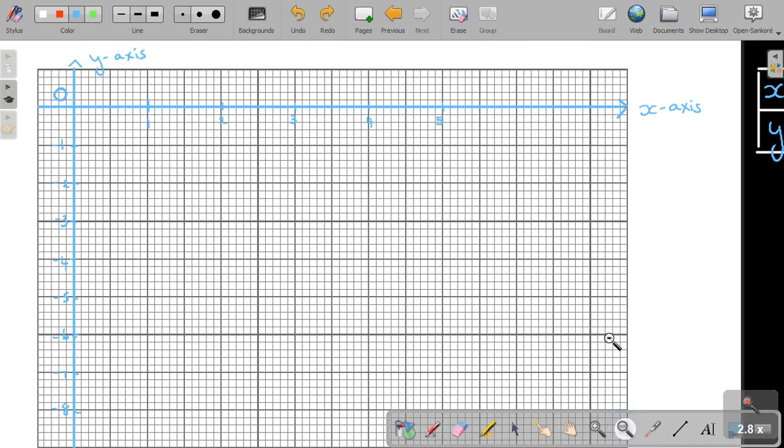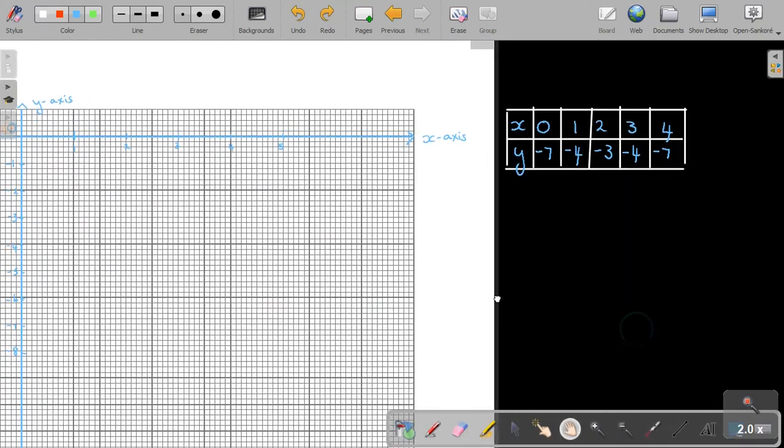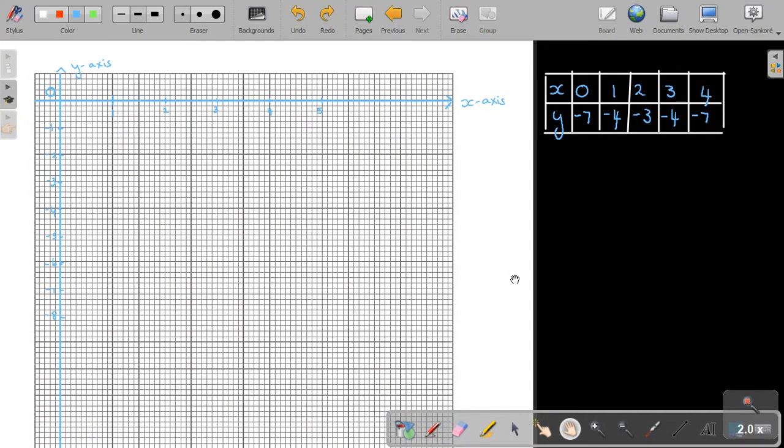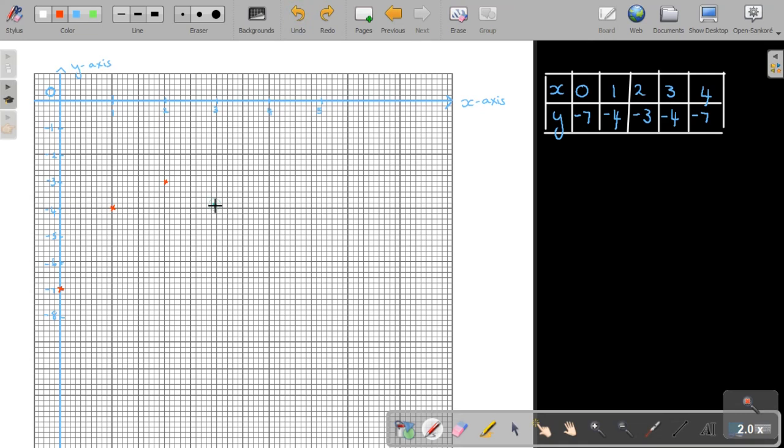Okay. Now I'm going to start with the plotting. So in this case, and I can take a bright color, 0 and negative 7. So 0 and negative 7 there. 1 and negative 4. 2 and negative 3. 3 and negative 4. And 4 and negative 7.